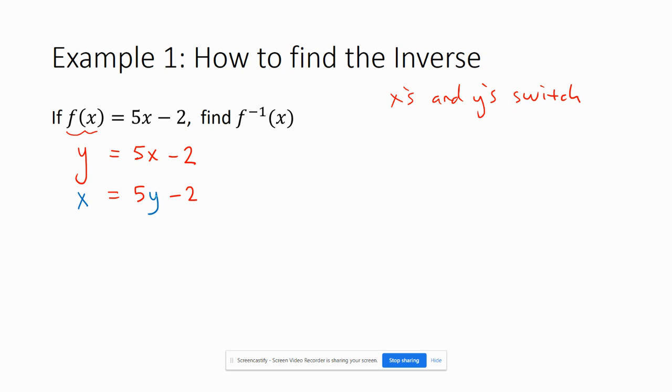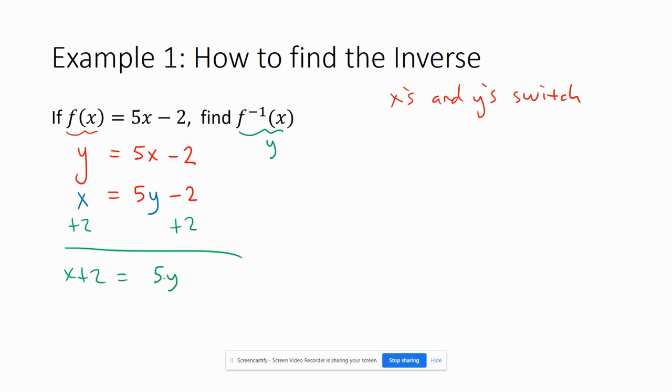And once we solve it for y, what we will have is the inverse. So to do this, we have to follow order of operations sort of backwards. We want to leave any multiplication and division for the end. So the first thing we want to do is add 2 to both sides. And we get x plus 2 equals 5 times y.